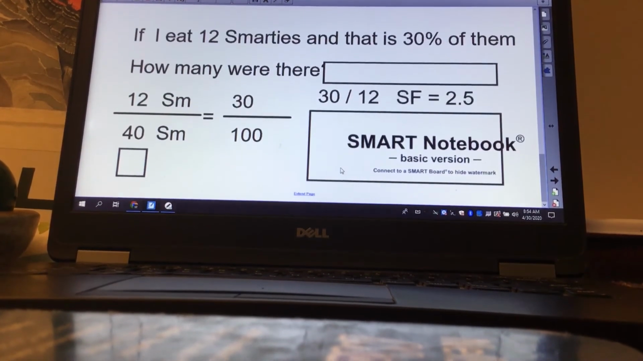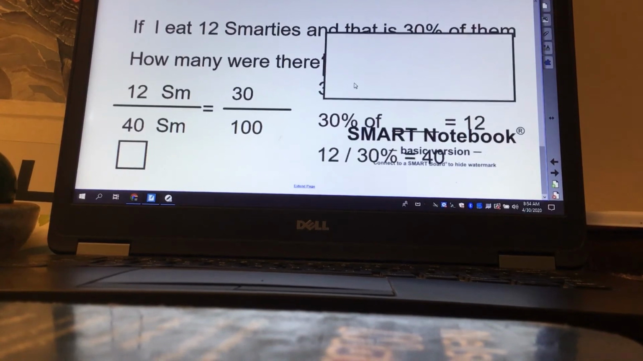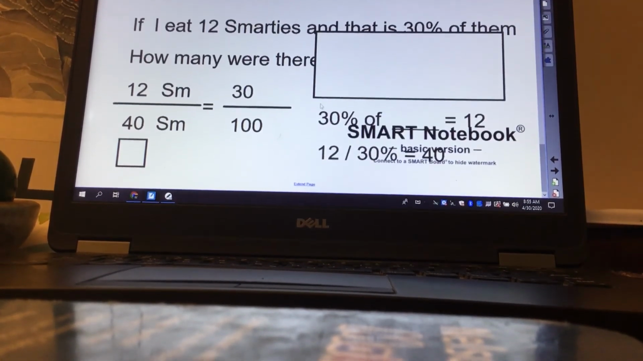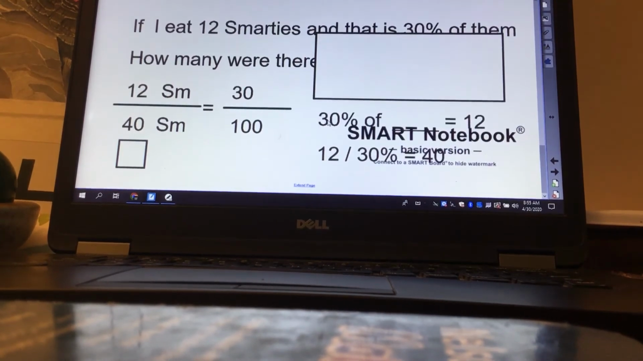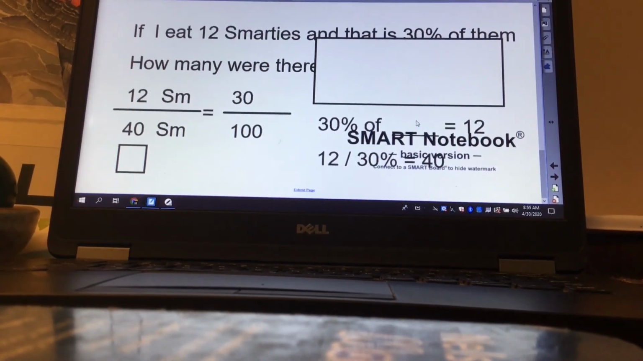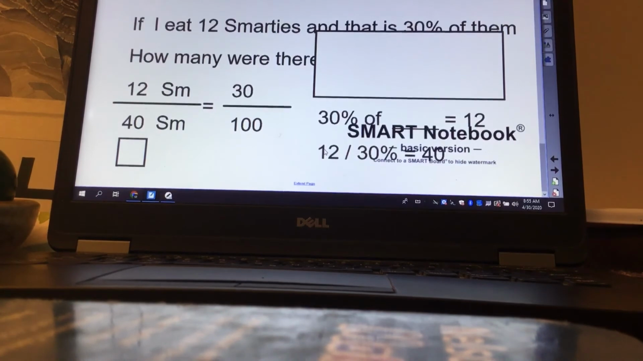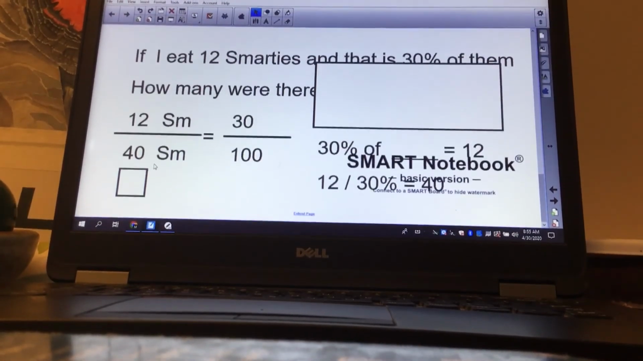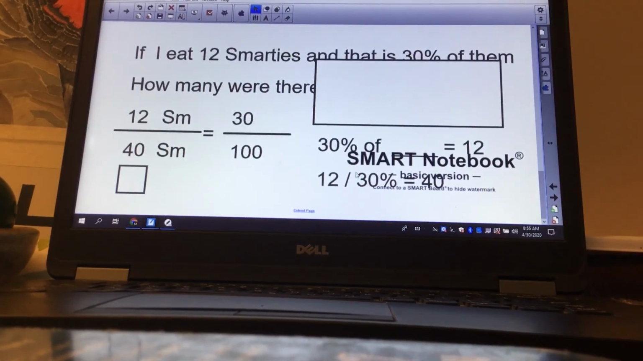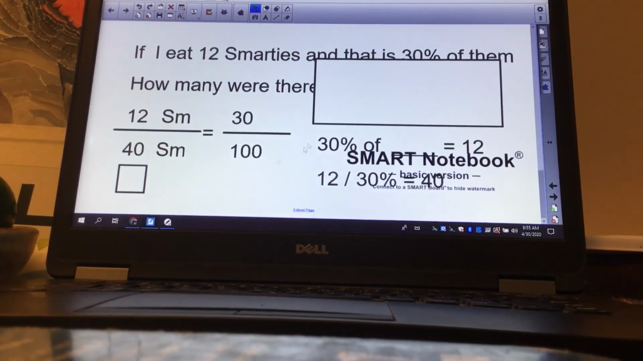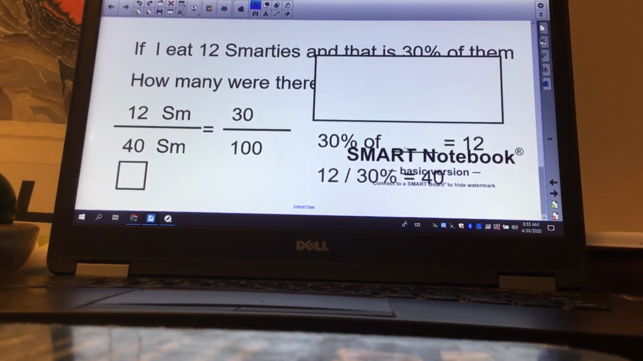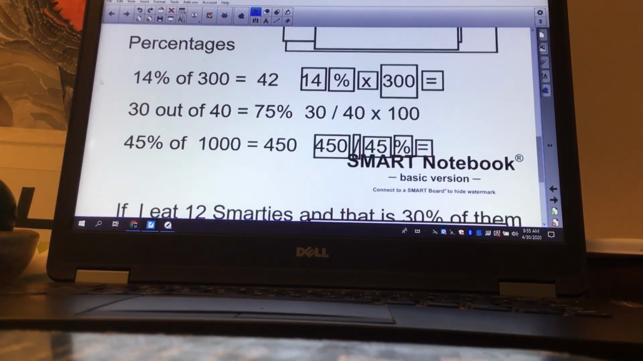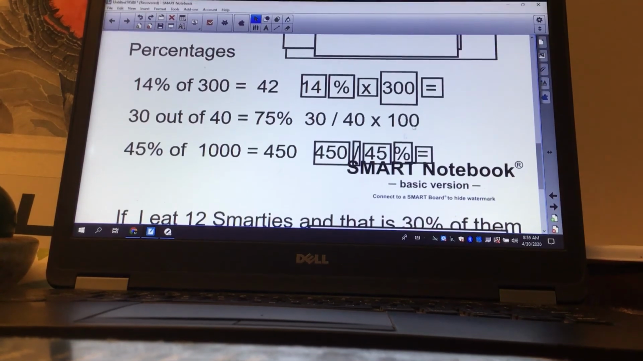The other way to do this is set it up like one of these reverse calculation ones. 30% of I don't know how many Smarties I had is 12. So 12 divided by 30% gives me my 40. I actually think that's a cleaner way of doing it. I really kind of like this way. It's just getting your head around all of these word problems can be put into an algorithm that looks just like this. It's one of these 3.